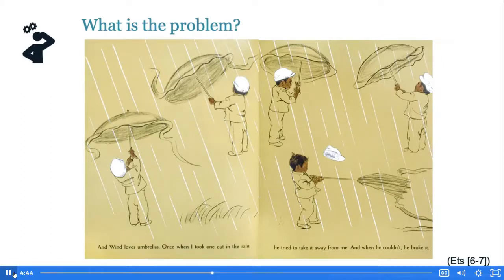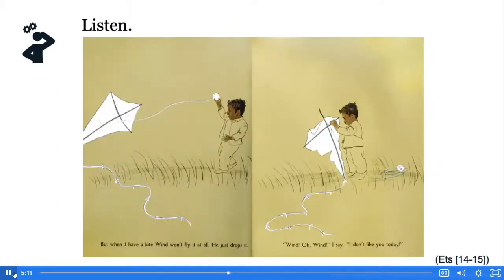Now think, what problem is Gilberto having? What did the wind do? If you need help, the illustrations on these pages can give you a clue. Think. Now, tell your learning partner what you think the problem is, or just say it aloud. Did you say that the problem is that the wind tried to take away Gilberto's umbrella and it broke? Poor Gilberto.